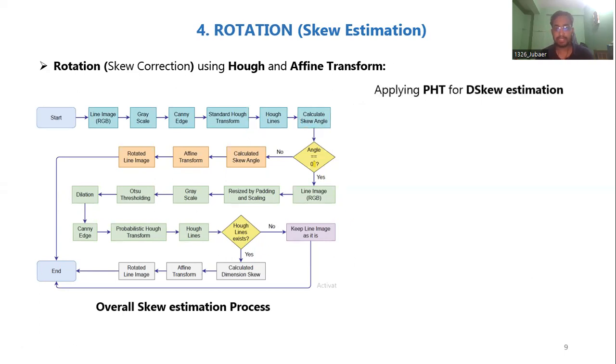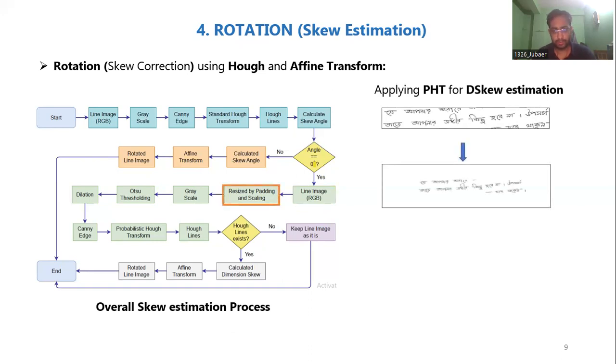Now you're going to see the probabilistic Hough transform application for DSQ estimation. Now, why DSQ estimation? Because there are a few images on which the standard Hough transform is not working because the dimension of the image is very low or below standard. That's why we have to use the probabilistic Hough transform. As you can see, the image dimension is very small. We resize the image using padding and scaling.